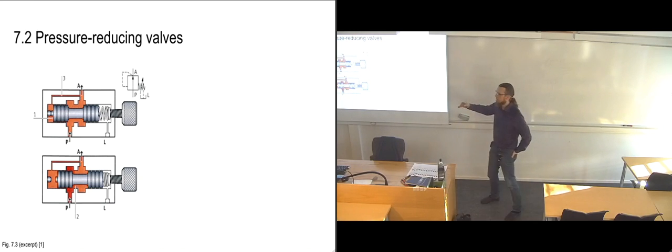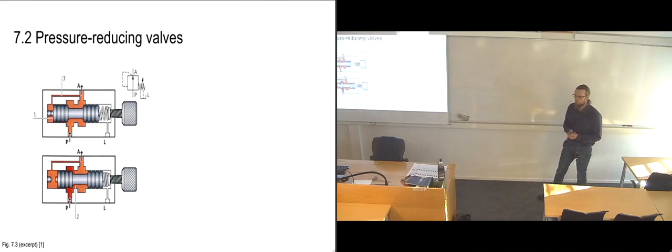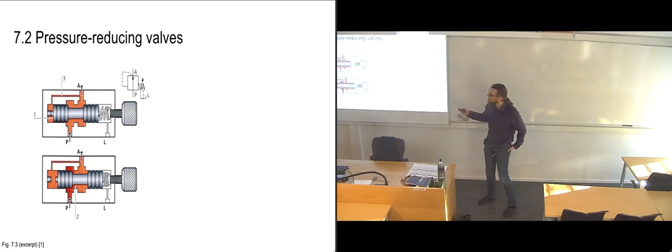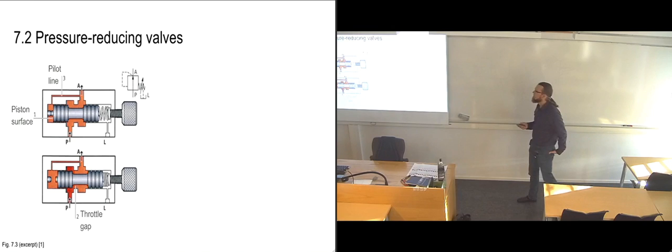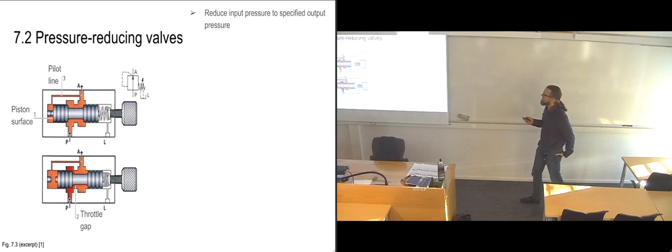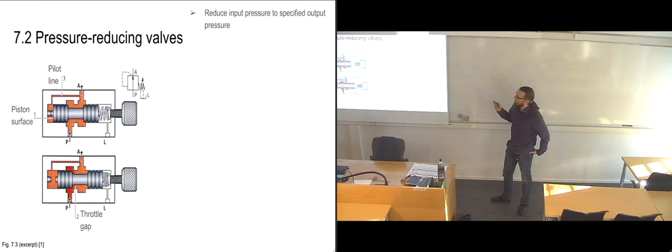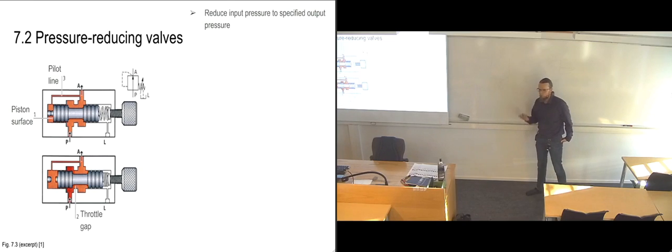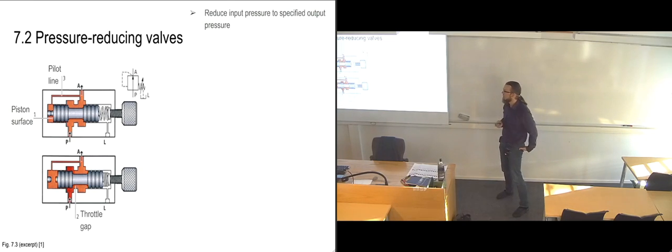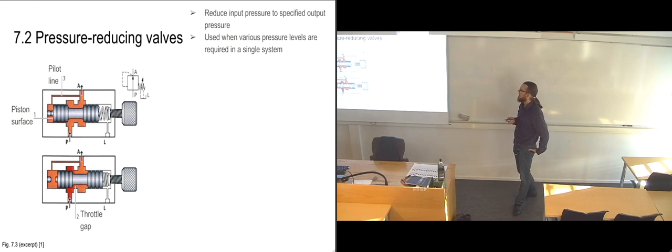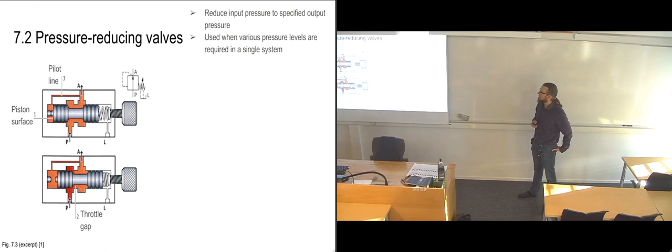So it's just making sure that the pressure that is being sent out of the valve stays at a certain level. So if it gets too much pressure coming in, we can put this one in, piston surface number one here. We have the throttling gap over here between the pressure line and the component line. And then we have the pilot line going over here. So the purpose of a pressure reducing valve is to reduce the input pressure to a specified output pressure. So what happens is that we use them when we need various pressures, as I mentioned earlier.